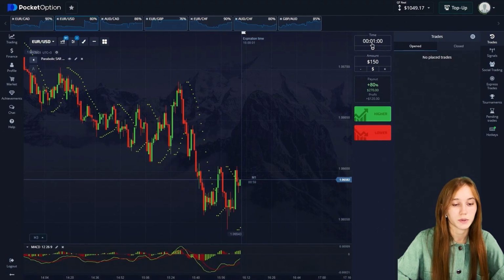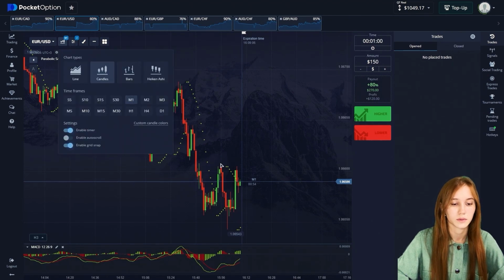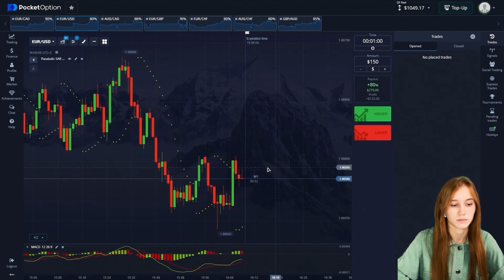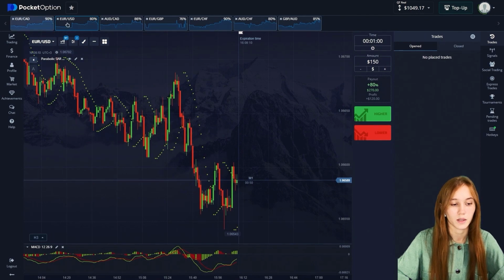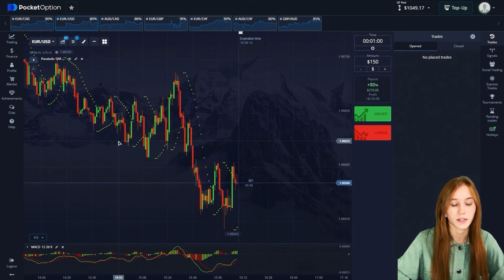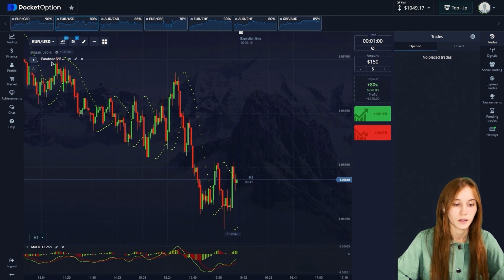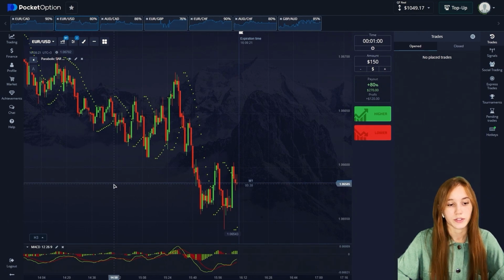One minute time frame on our chart. Currency pair. We'll trade with this. It was 9, as I remember. Indicators, parabolic and MACD. We use this strategy to trade.